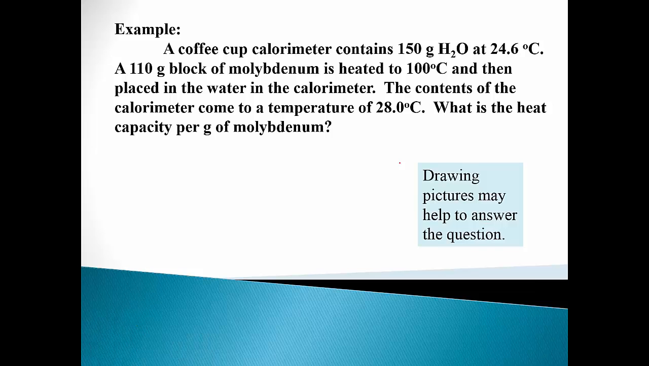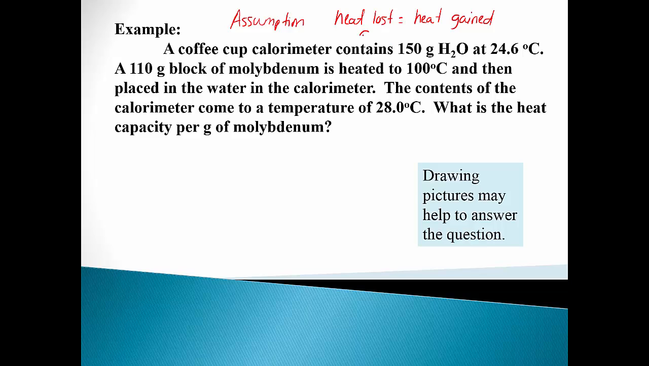So let's look at a couple of common ways these problems appear. Calorimetry, where you're taking a huge assumption. Here's the big assumption in a calorimetry problem: that heat lost is going to be equal to heat gained.